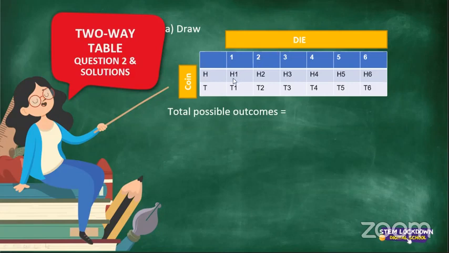And we can count it. We've got heads 1, 2, 3, 4, 5, and 6. And tails 1, 2, 3, 4, 5, and 6.